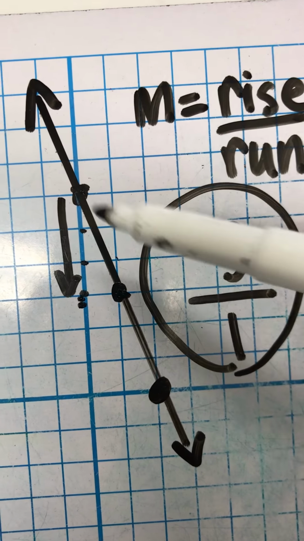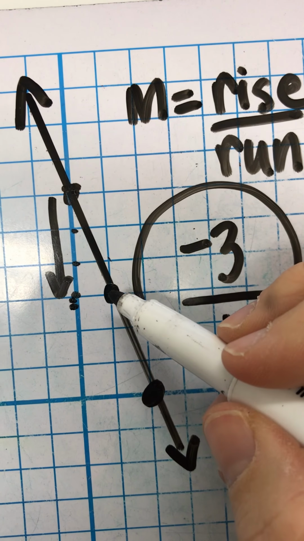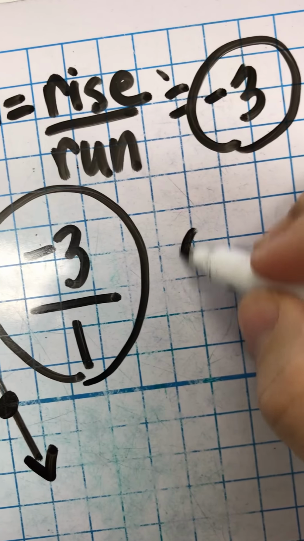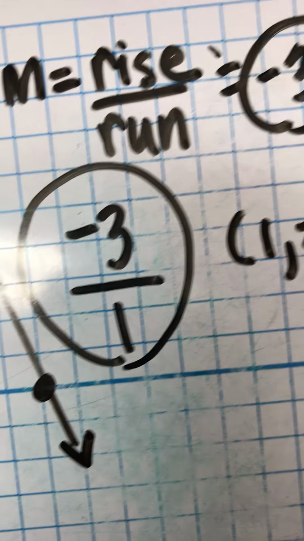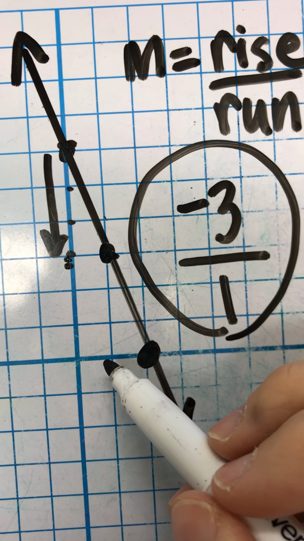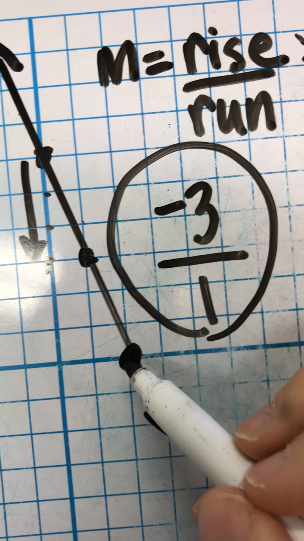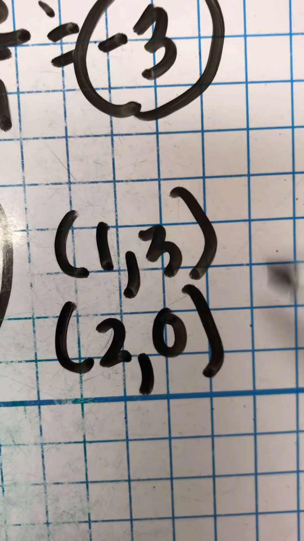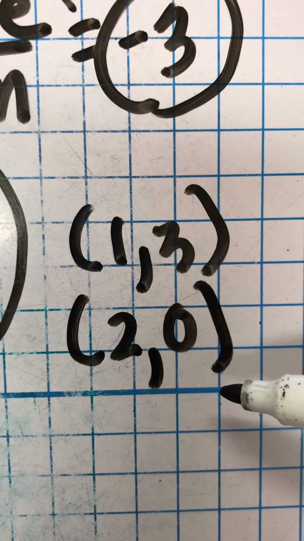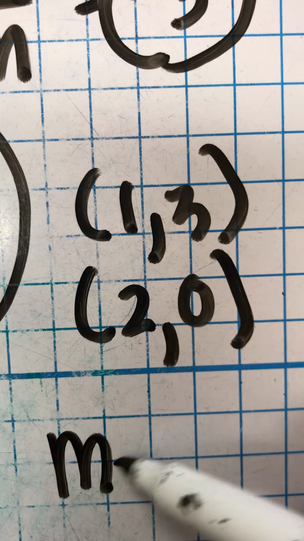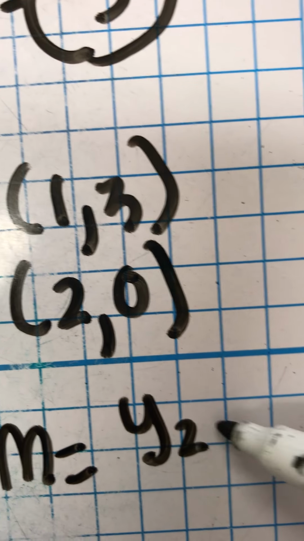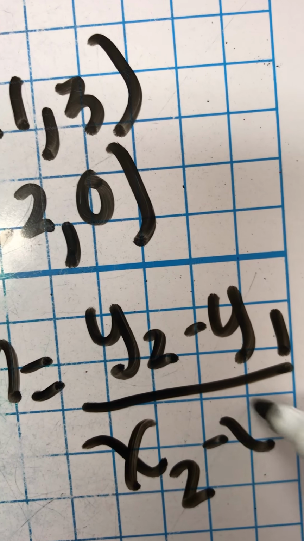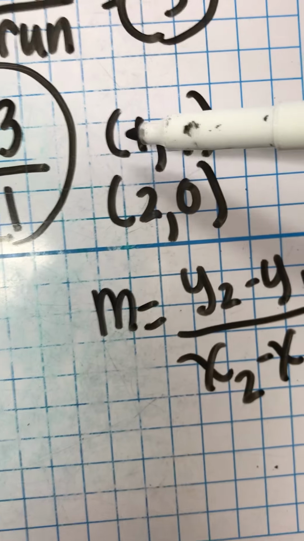I can also look at some ordered pairs. So I have an ordered pair right here, and that ordered pair is (1, 3). I have another ordered pair, (2, 0). So there are some ordered pairs that are given to me that came off of this line, and I could look at that and say, well, the slope is the change in my y values divided by the change in my x values.